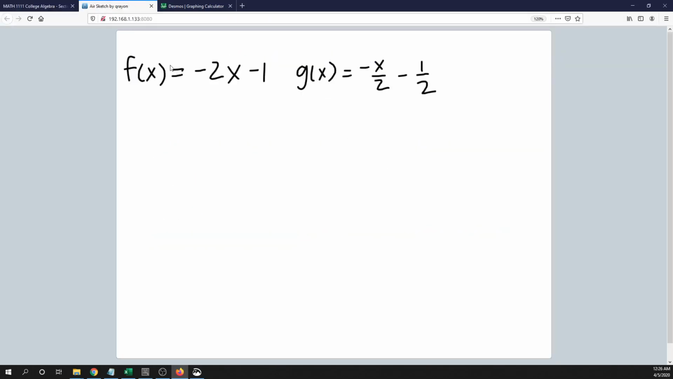We can either take f and plug it into g, that's g of f of x, or take g and plug it into f. Theoretically, it doesn't really make any difference. But practically speaking, in this example, it's probably a little bit easier to take g and plug it into f, and work that out. So that means I am going to plug g into f. g is this function over here, minus x over 2 minus 1 half.